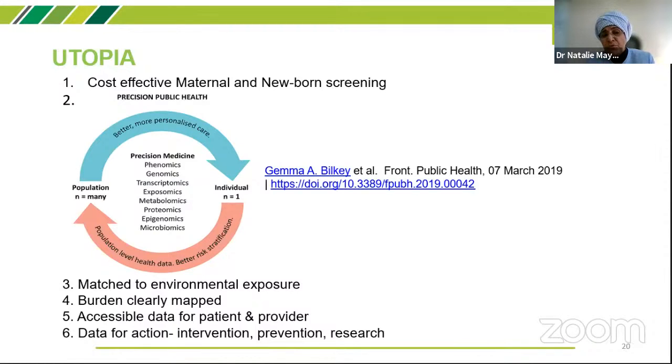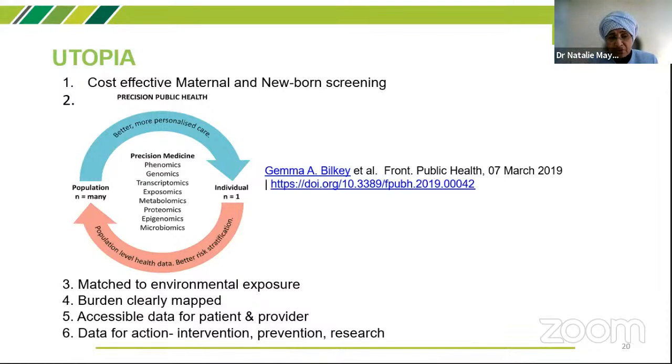Ideally, we want to move to precision public health. And this is really utopia, where we talk about balancing population health level data, managing risk with better, more personalized care in terms of precision medicine. And we'll need to focus on the area that South Africa will still need to move into in terms of your genomics, your phenomics, your epigenomics, and microbiomics, and all those omics listed in that circle. But I think we certainly need to have a vision of that ultimately where we want to be.